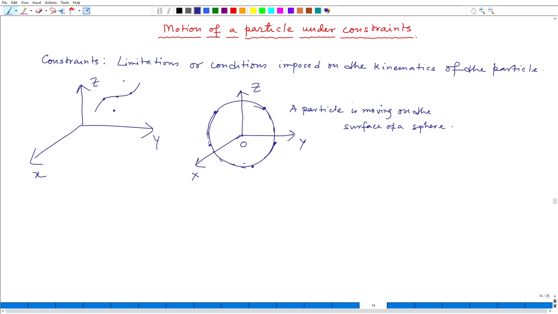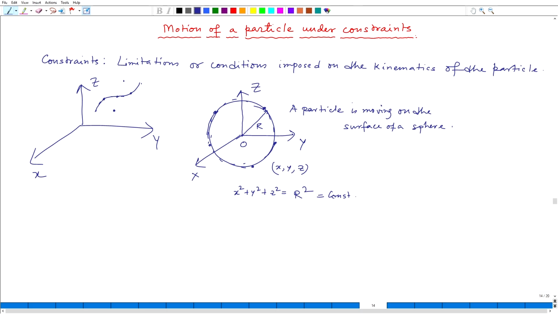I can make other types of constraints. Here I can say that the trajectory will be some equation of a curved line in 3D space. For the sphere, the constraint is simply that if the particle has at any instant the Cartesian coordinates x, y, z, then the condition for which the particle will be exactly on the surface of the sphere is x squared plus y squared plus z squared equals r squared, where r is the radius of the sphere, and that is a constant, if we think that the size of the sphere is constant in time.